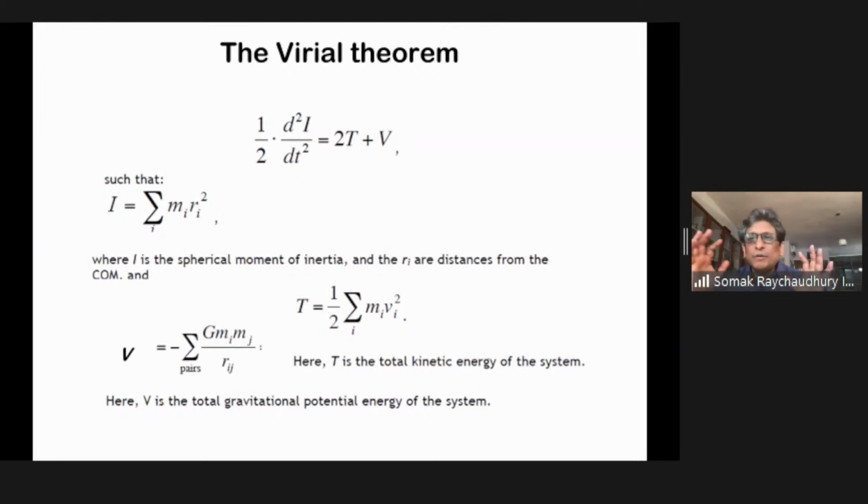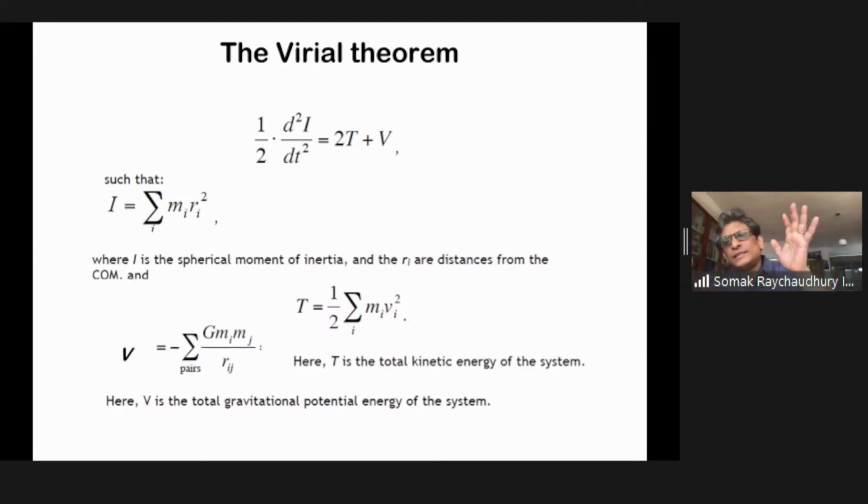It says that if you have a system of n gravitating particles, all of whom are pulling each other with an inverse square law force like gravity, then if you take the second derivative of the moment of inertia with respect to time, half of that is equal to this quantity on the right. The quantity on the right is T, the time averaged total kinetic energy, and V is the time averaged total potential energy. This is pretty simple to understand.